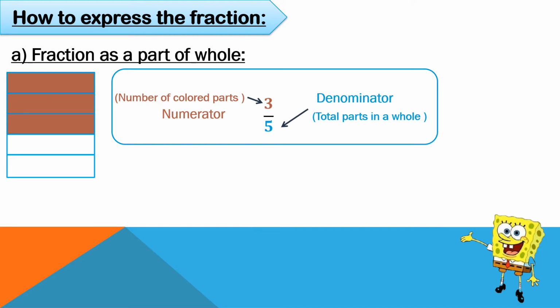So I write on the top the numerator, which is the number of colored parts, and I put the fraction bar. This dash is called the fraction bar, and in the bottom I write the denominator for total parts, colored and not colored, brown and white, okay?